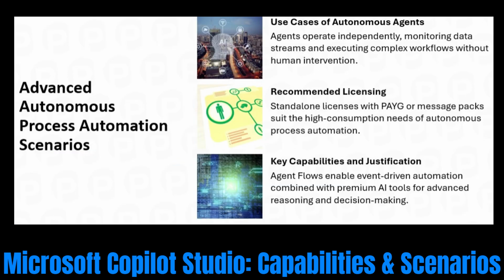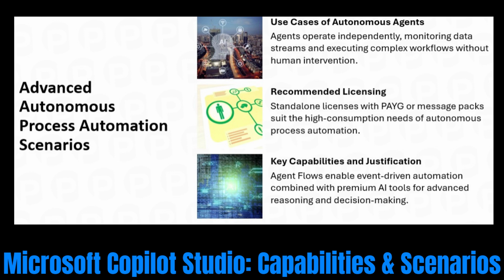Scenario C, advanced autonomous process automation. Here we're talking about agents that might monitor IoT data streams, detect anomalies, execute complex multi-step workflows across different enterprise systems without much human intervention. More complex, maybe running behind the scenes. Yeah, often relying on those agent flows or potentially premium AI tools we discussed. Again, the recommended license is standalone, PAYG or message packs. Why? Because those advanced features are always metered. This is usually a high-value, pro-developer scenario where you anticipate consumption costs but expect significant ROI. Okay, so advanced is standalone too.